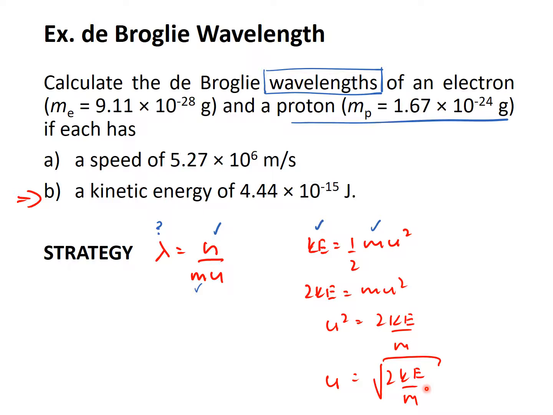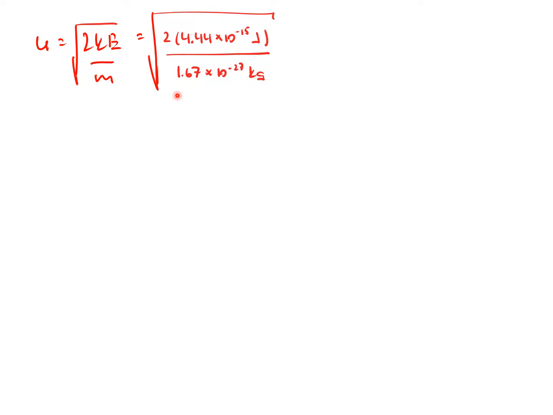So now we're going to plug in the values of kinetic energy and mass of the proton so that we can calculate the speed. So plugging in the values for kinetic energy and mass of the proton into the equation for kinetic energy, we have the square root of 2 times 4.44 times 10 to the negative 15 joules divided by 1.67 times 10 to the negative 27 kilograms.